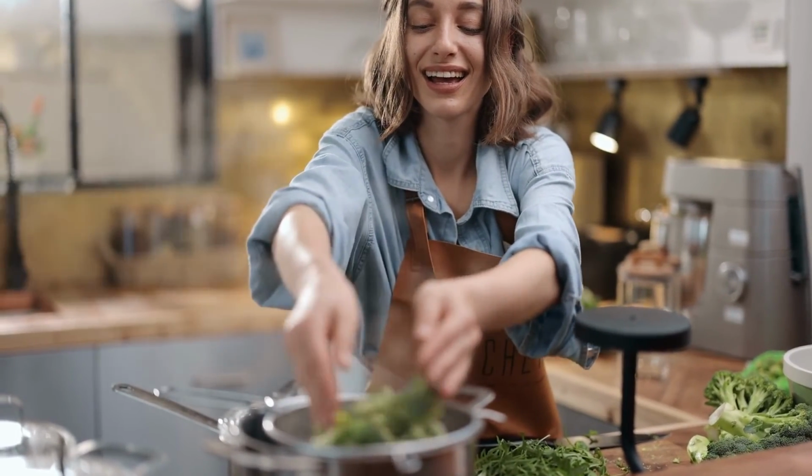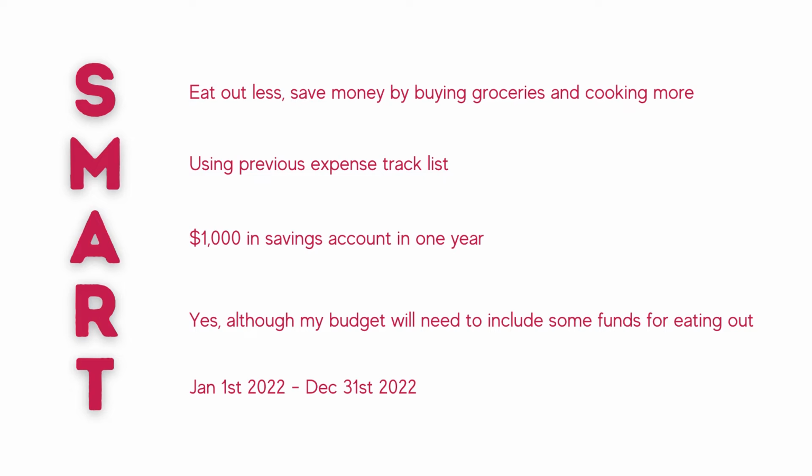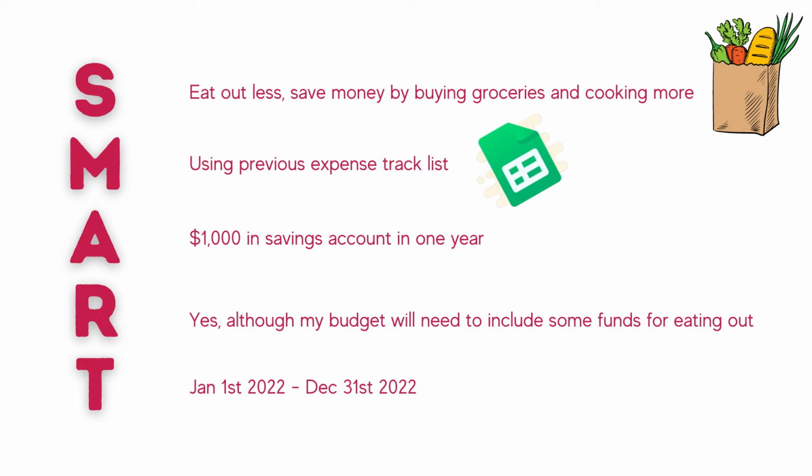So we are going to include the SMART goal method. S stands for specific. So to eat out less so I can save more money, I need to buy groceries and cook more at home. M stands for measurable. I'll be using previous expense sheets and also updating my current one.